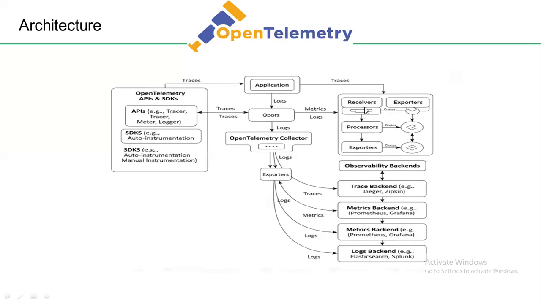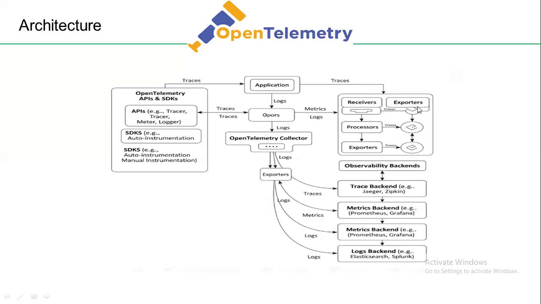So, what is the working of each? Receivers are the entry point for data, accepting it from various sources and formats. Processors transform the data, allowing you to filter, enrich, or sample it before exporting. And exporters format and send the processed data to your chosen backend. Okay, that's the working of it.